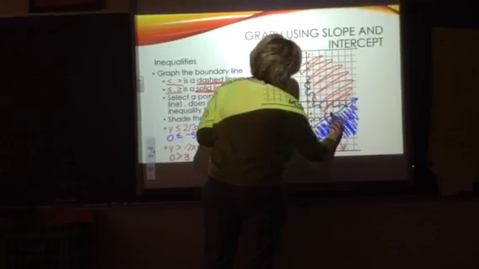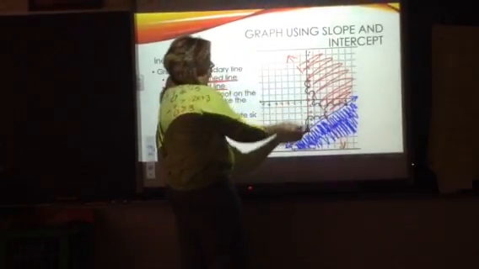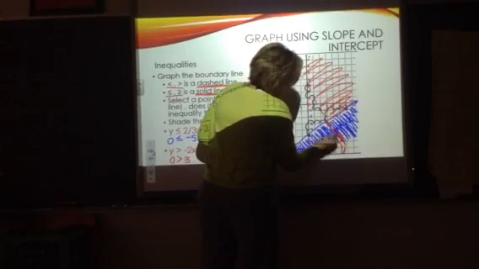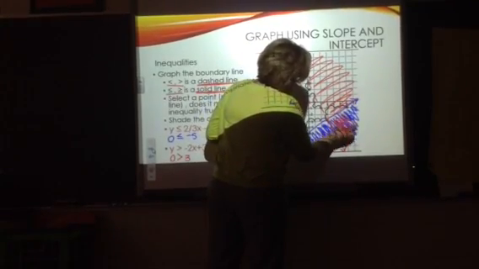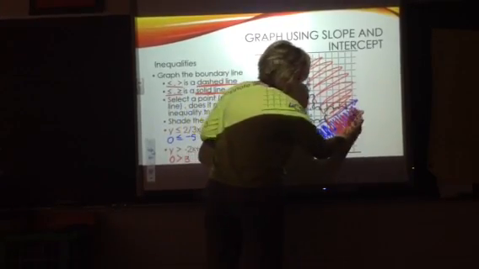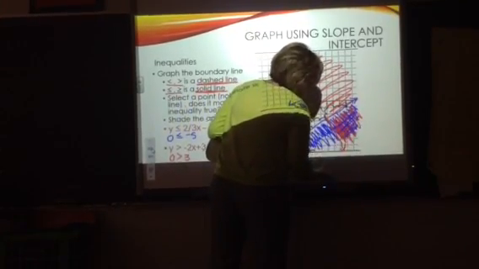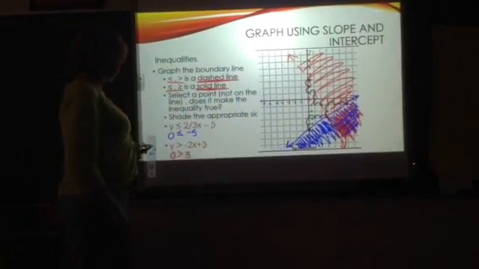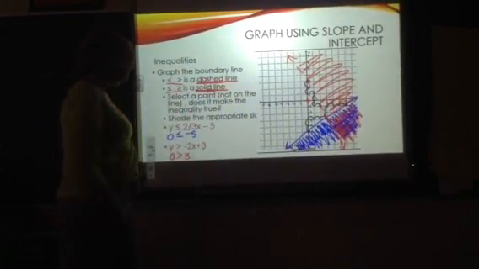Now, if this were a system, you would see that these two inequalities have a solution set that overlaps right here. This is the overlapping place, or the portion of the solution that makes both inequalities true. So this would actually be the solution set. Okay? All right.